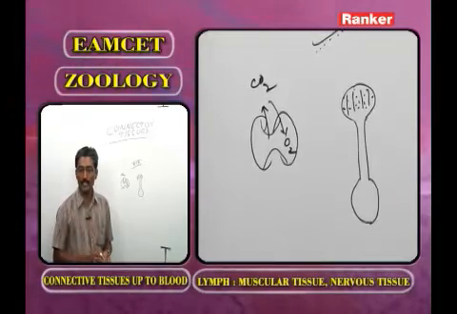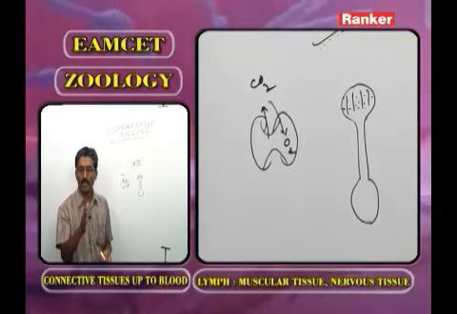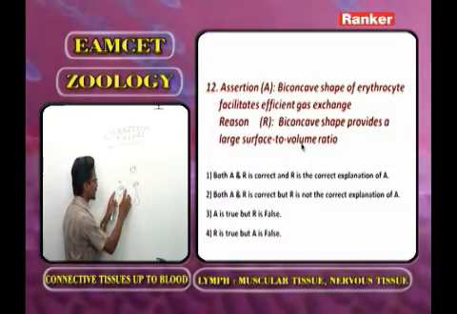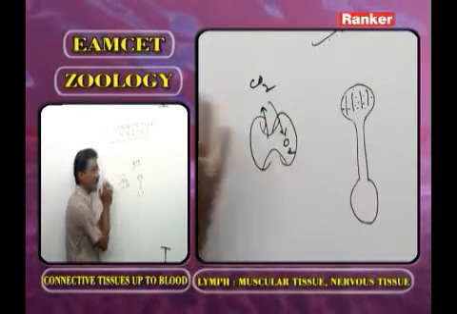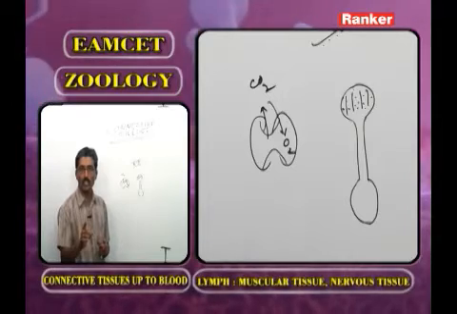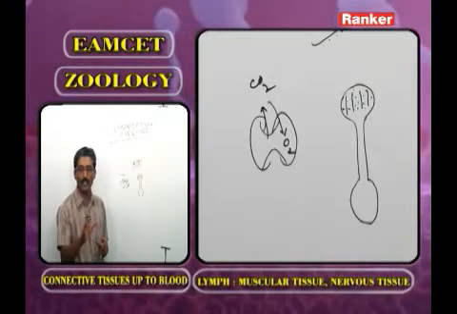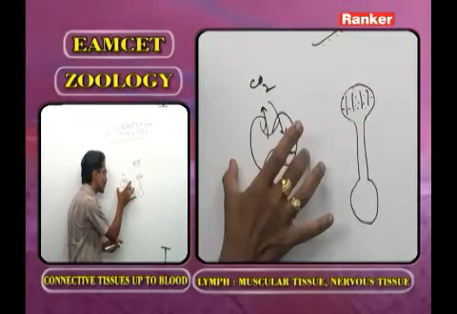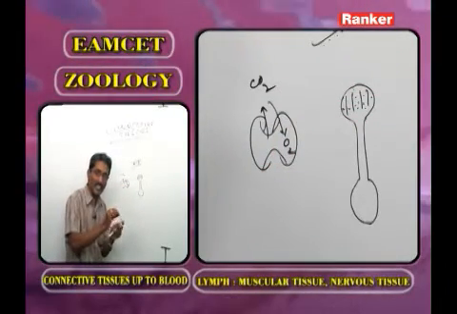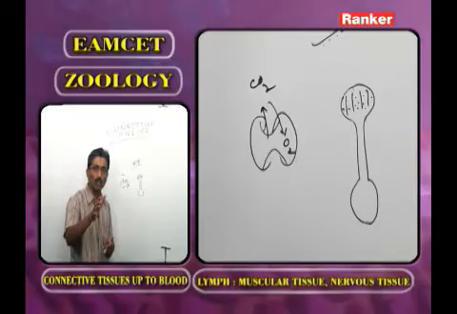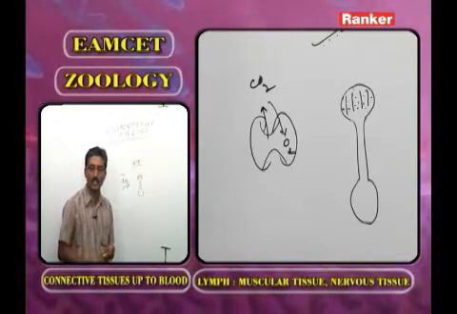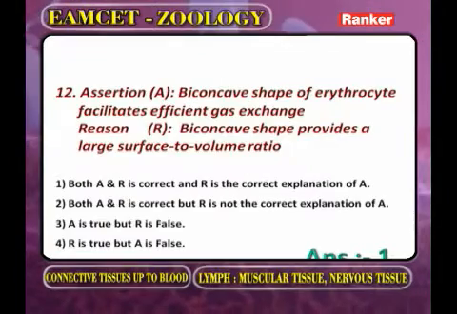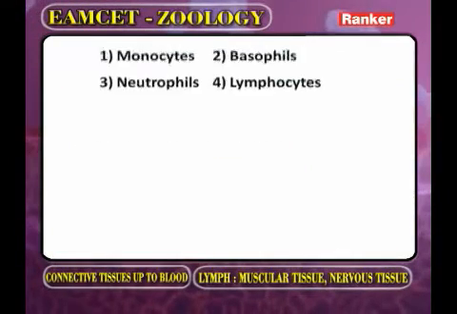Now we go for the reason. The biconcave shape provides a large surface area to volume ratio. Because of this shape, there is efficient gas exchange. Now you have to imagine the correct answer for this question. Both are correct and the reason explains A. So the answer for this question is 1. Now we move to the next question.